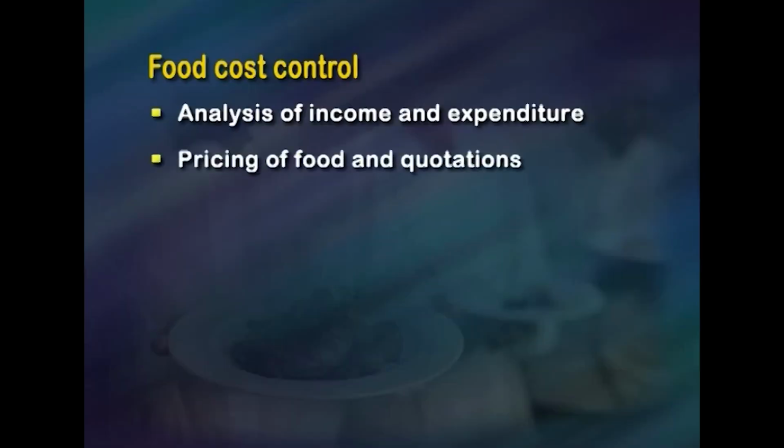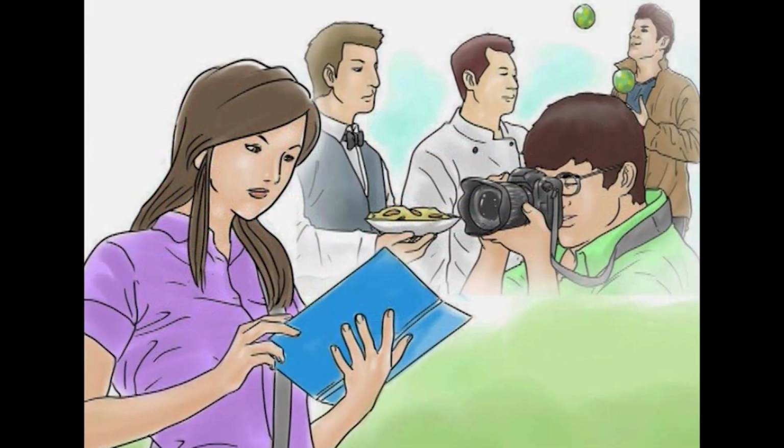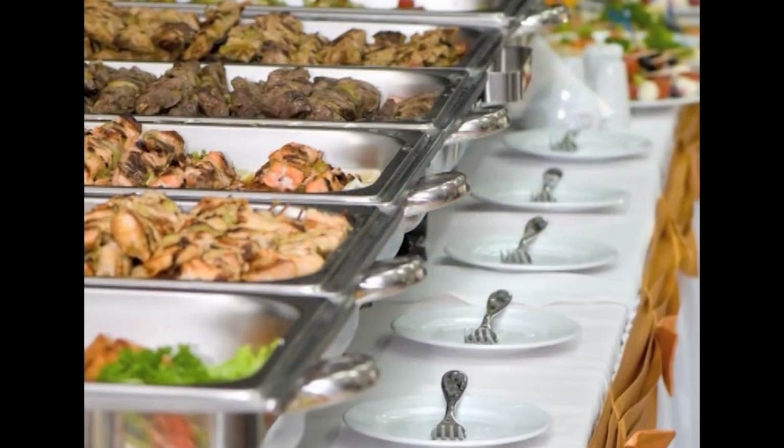Pricing of food and quotations. Another major objective of food cost control is to provide a sound basis for menu pricing and quotations in respect of banquets and special parties. While often menu prices are fixed by caterers by reference to prices charged by competitors, the correct approach to the problem is to determine menu and other prices in the light of the main costs and market considerations.